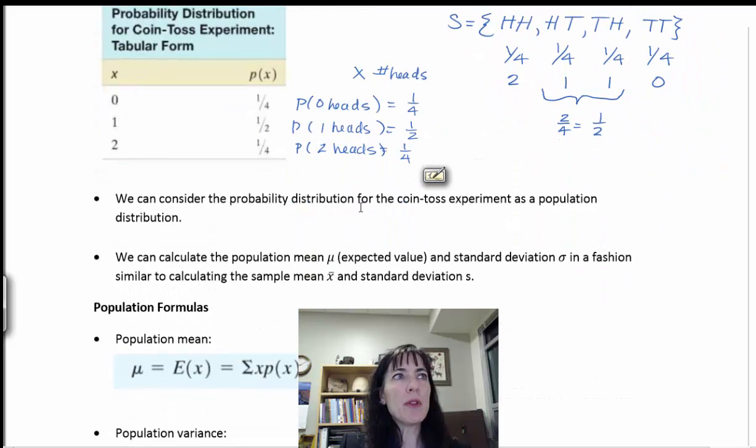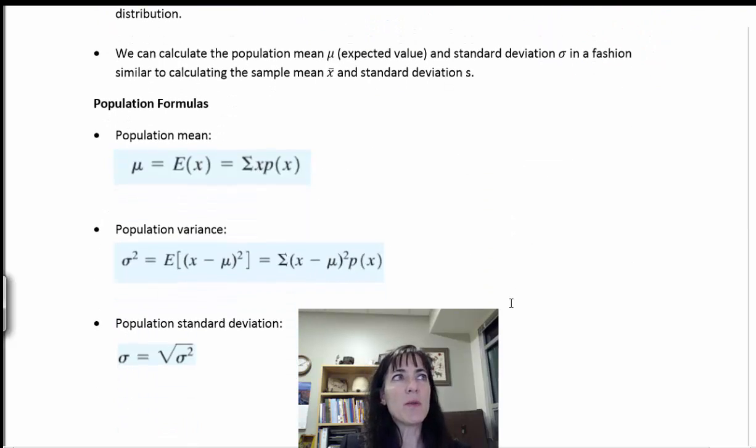So we can think about the probability distribution for the coin toss experiment as a population distribution. Because we've looked at all the possibilities for a 2-coin toss, that's why we can look at it as a population. And we can calculate the mean, which we call expected value, and the standard deviation, similarly to the way we calculate a sample mean and a sample standard deviation. Here are the formulas for them.